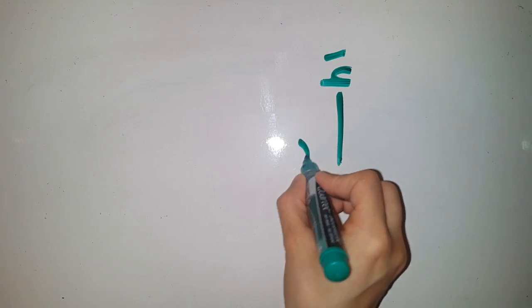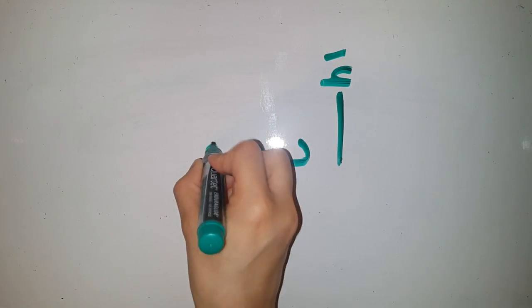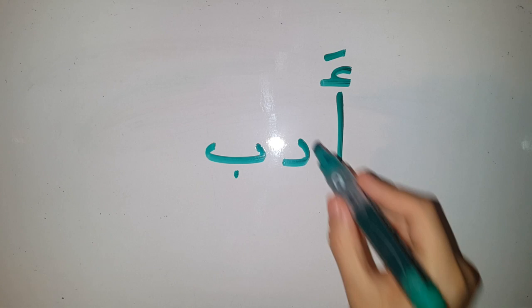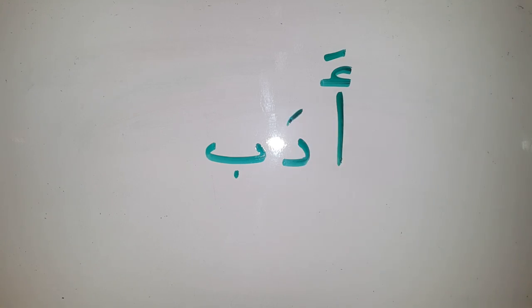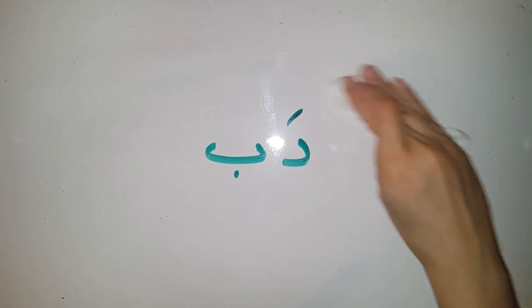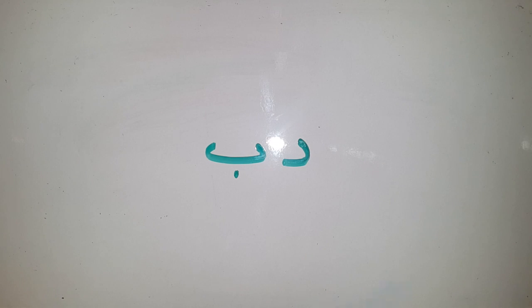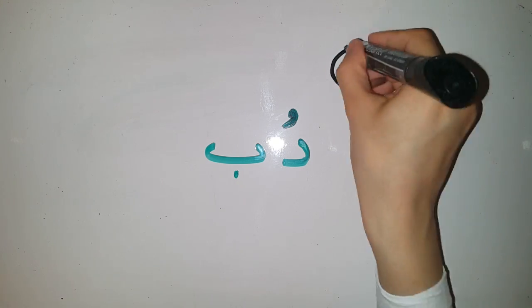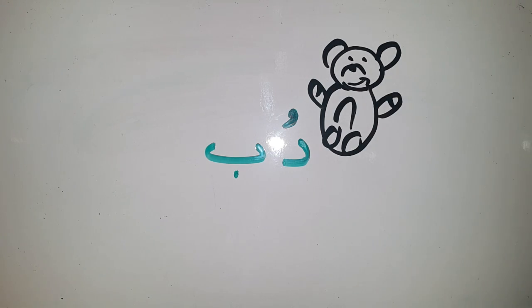Now let's get started with making words. So, a, and then da, and then b. So it would be a, da, b, adab. Adab means discipline or behavior in Arabic. Now let's switch it up a little bit. Make it do and b, dub, dob. Dob means bear in Arabic, like a teddy bear or a grizzly bear.